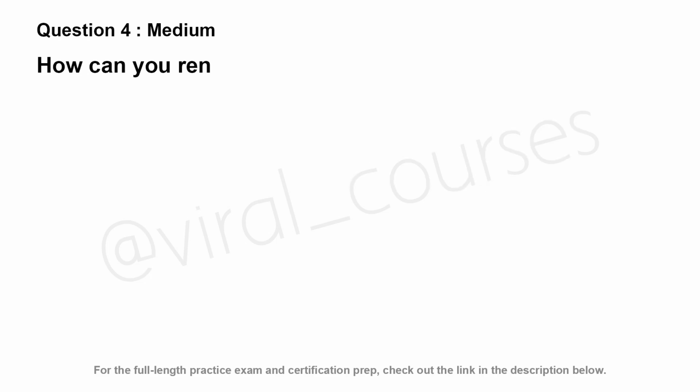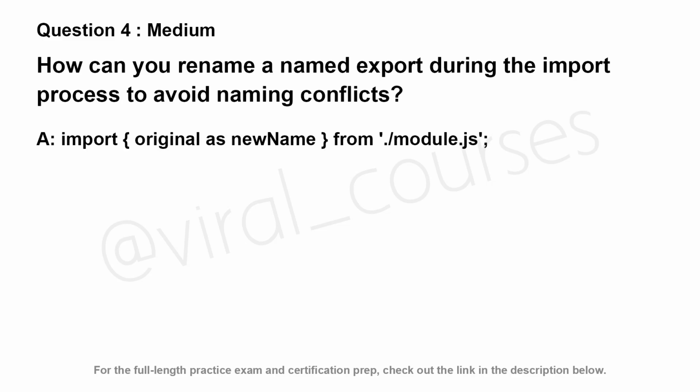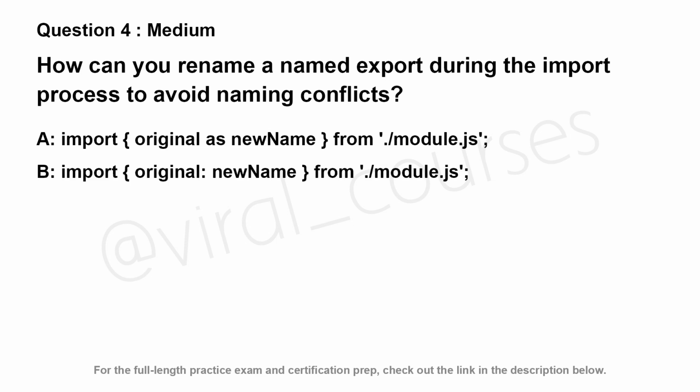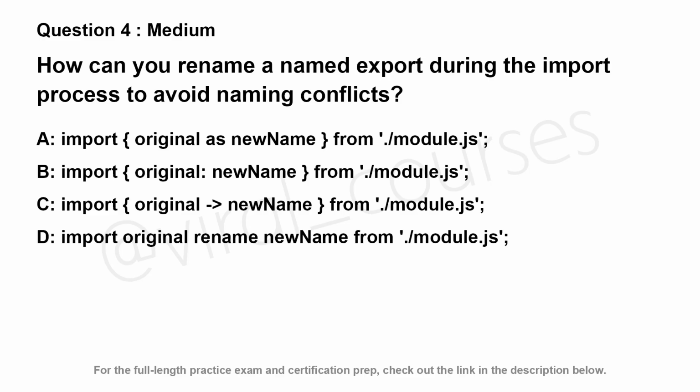How can you rename a named export during the import process to avoid naming conflicts? Option A, import original as new name from /module.js. Option B, import original new name from /module.js. Option C, import original to new name from /module.js. Option D, import original rename new name from /module.js.